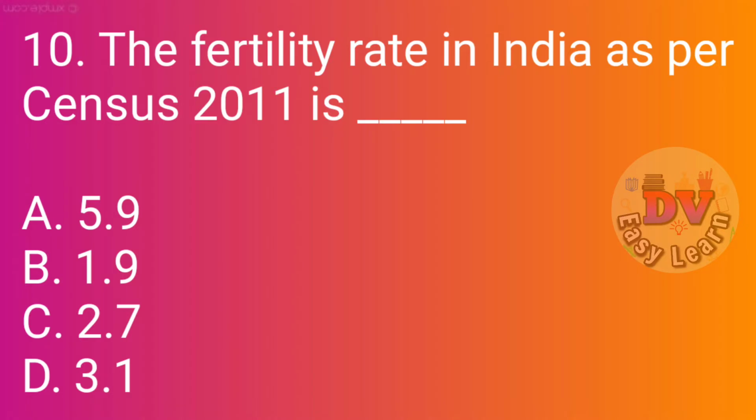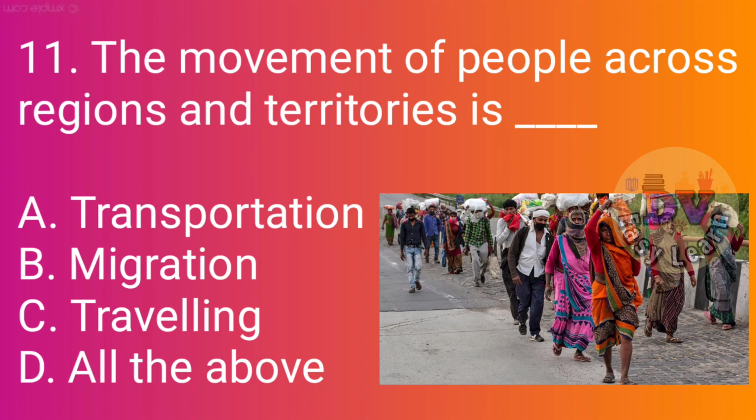Question number 10. The fertility rate in India as per census 2011 is. Correct answer 2.7. Question number 11. The movement of people across the regions and territories is. Correct answer migration.